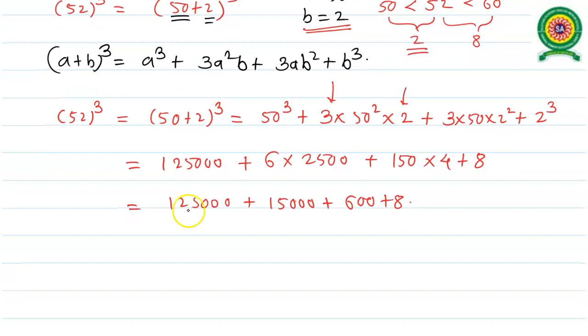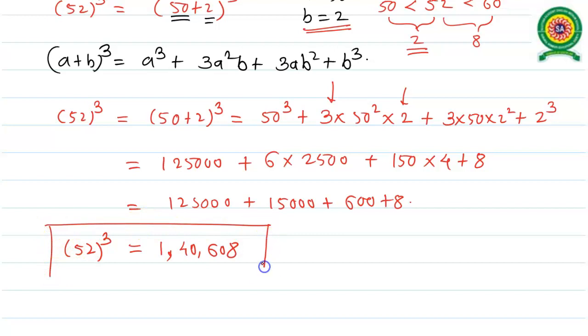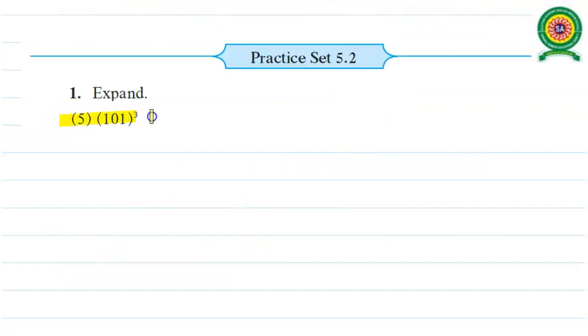Now let us try to add them up, so that we are having 1,25,000 plus 15,000 plus 600 plus 8 as 1,40,608. So the 52 cube, as per the expansion formula, we are getting 1,40,608. You may cross verify your answer by doing 52 into 52 into 52. So ultimately you are getting 52 cube is one and the same as 1,40,608. Look at the question number 5. Expand (101) the whole cube.